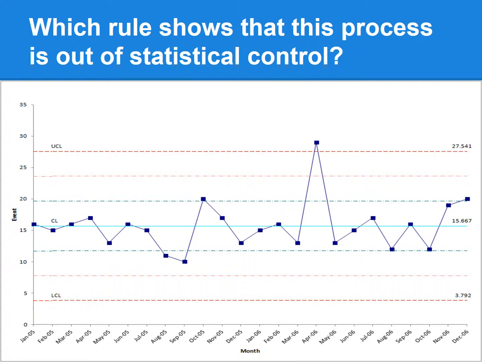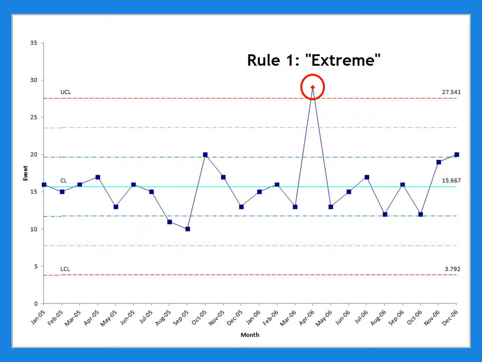So look at this data set. Which of the rules we talked about shows that this process is out of statistical control? If you said rule number 1, extreme, you're right. This one's pretty easy. You can see that there is a point that clearly falls outside of 3 standard deviations of the mean. There's something funny going on there.